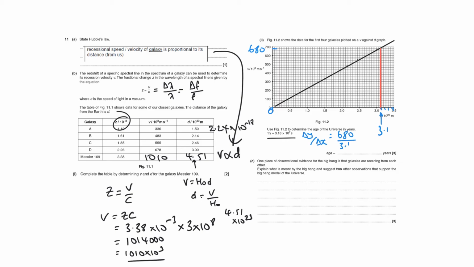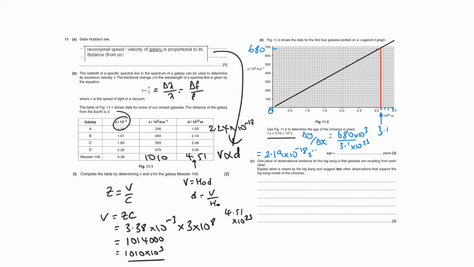3.1. But we need to remember it's 680 times 10 to the 3, and it's 3.1 times 10 to the 23. So if we put that into a calculator, that gives us 2.19 times 10 to the minus 18 seconds to the minus 1.